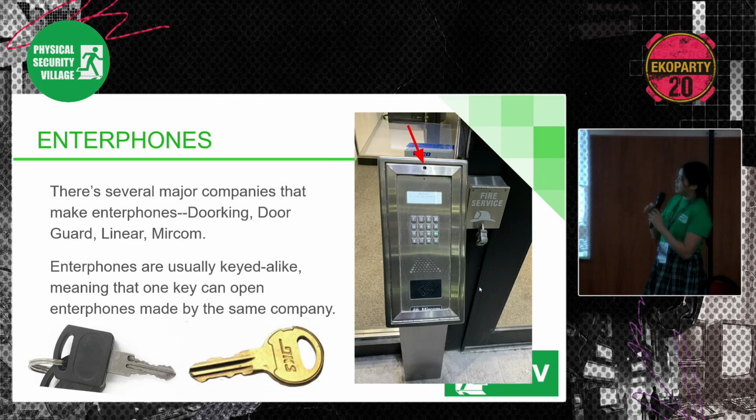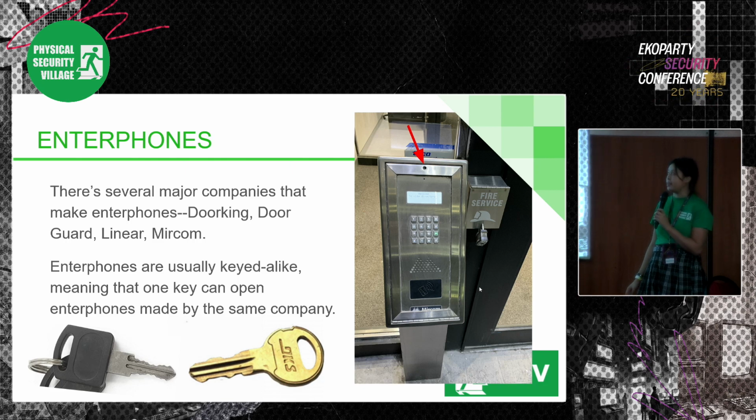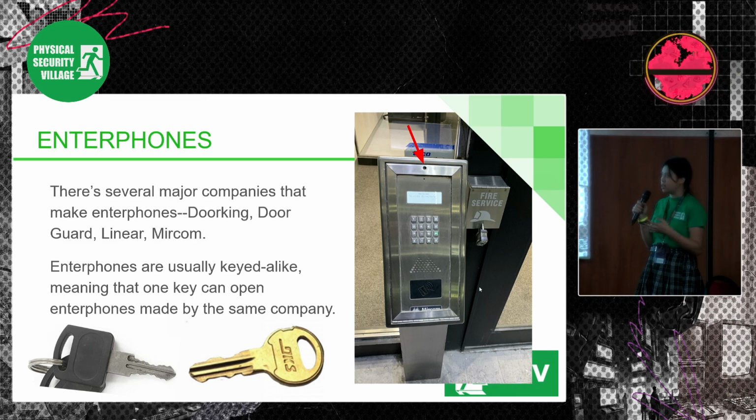Further to that, if you've ever seen one of these little Enterphone boxes before, you might notice a little hole with a little lock in it, and pretty much there's a few major manufacturers, at least in North America, of these Enterphones. DoorKing, DoorGuard, Linear, and Miracom are kind of the big 4 ones. And these Enterphones are pretty much always keyed alike. So all of the Enterphones made by, for example, Miracom can all be opened with 1 key.